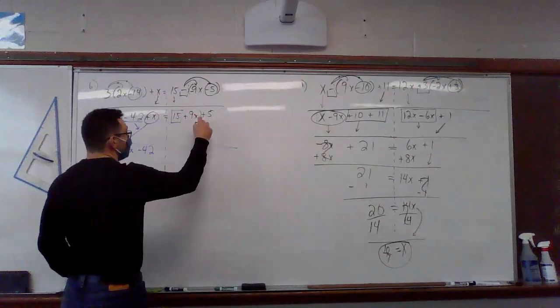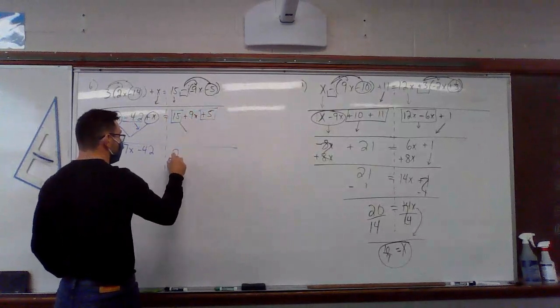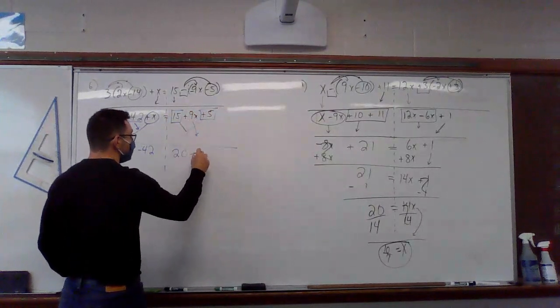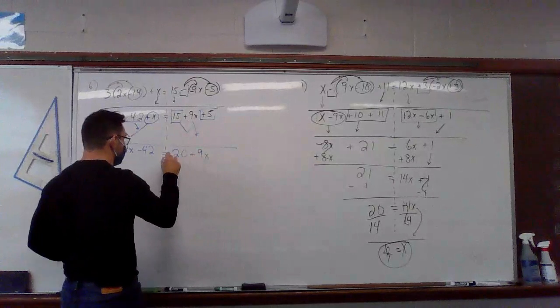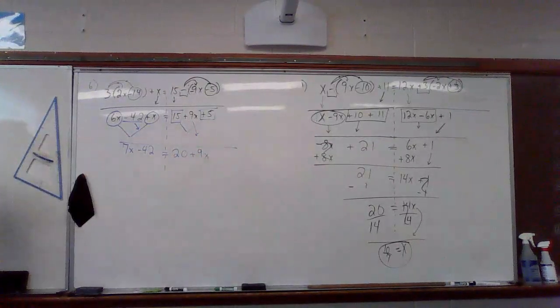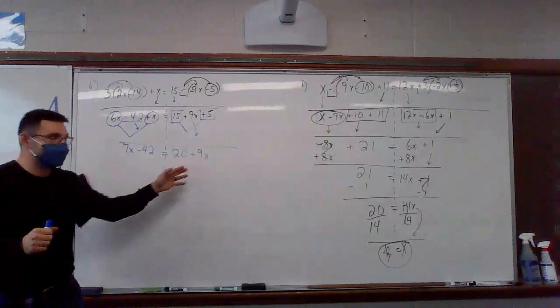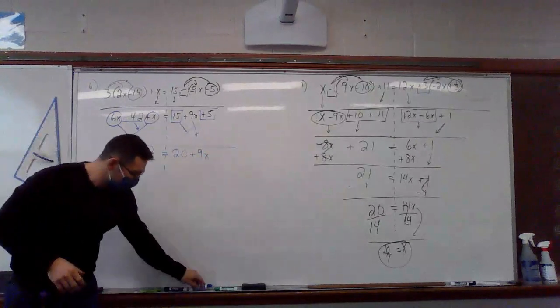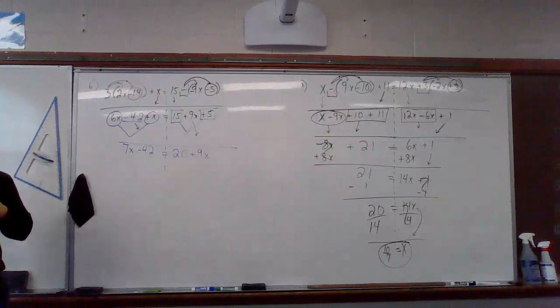Constants, 15 plus 5 is 20. Negative x, or positive 9x, come on down. Okay, this is where your answer is different from mine. You have 2 options. You can move the 7x, or you can move the 9x. I told you my personal way was to always move the smaller variable.